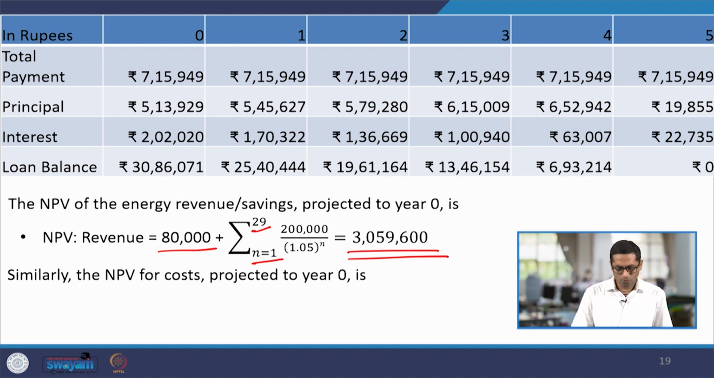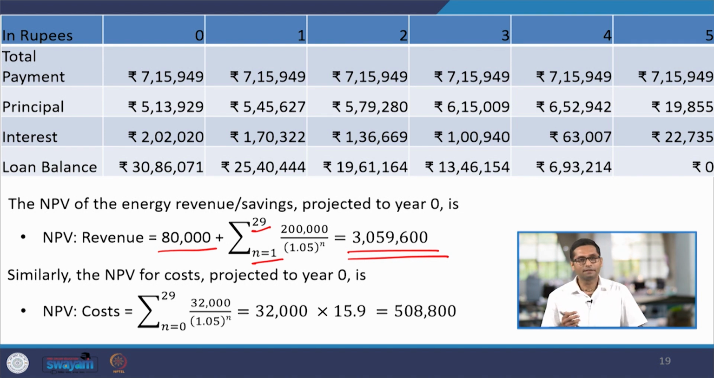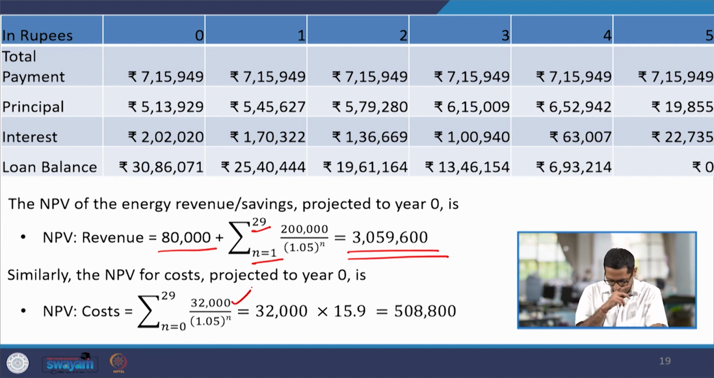If I talk about the cost that I would have to incur in terms of the maintenance cost and the insurance cost, I have made an assumption that these costs would be roughly 32,000 throughout the life, which starts from the year 0 and continues till the year 29. So overall 30 years of life, 32,000 is something that I am paying every year, discounted at the rate of 5%.